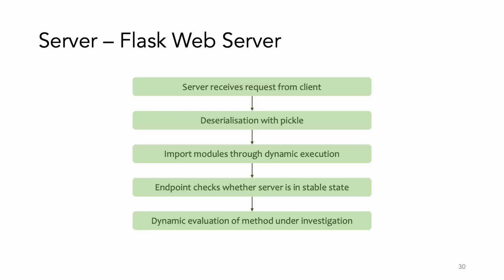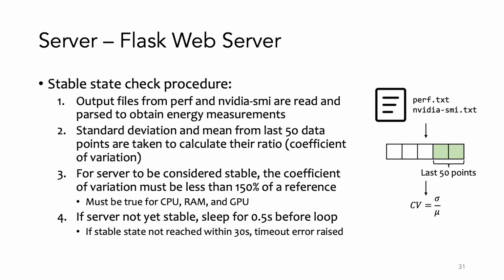This diagram shows the processes that happen within the server. To check whether the server is in a stable state, the output files from perf and nvidia-smi are read and parsed to produce energy measurements. The standard deviation and mean from the last 50 data points are taken to calculate their ratio, also known as the coefficient of variation. For the server to be considered stable, the coefficient of variation must be less than 150% of a reference, and this must be true for CPU, RAM, and GPU. If the server is not yet stable, it sleeps for 0.5 seconds before the check procedure is looped. If a stable state is not reached within 30 seconds, a timeout error is raised.